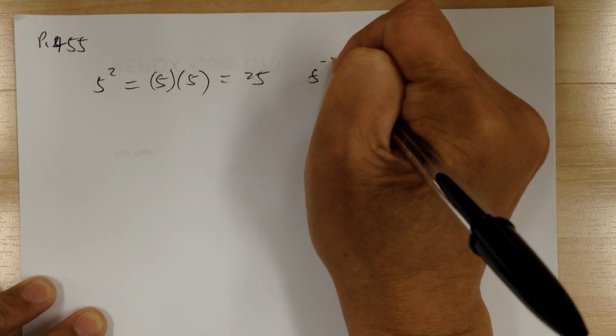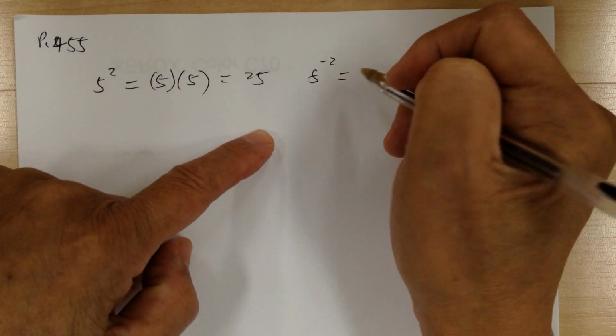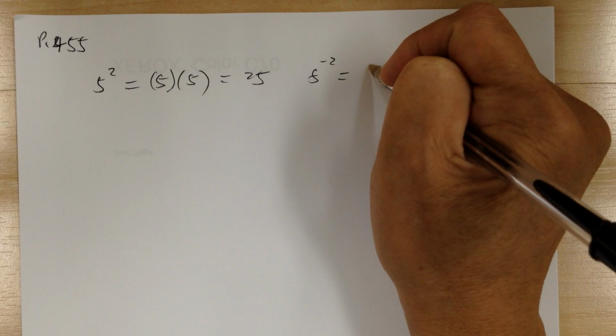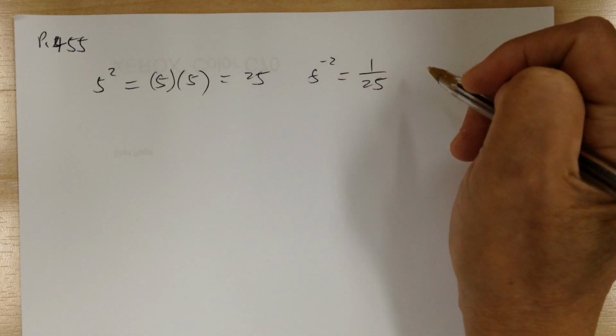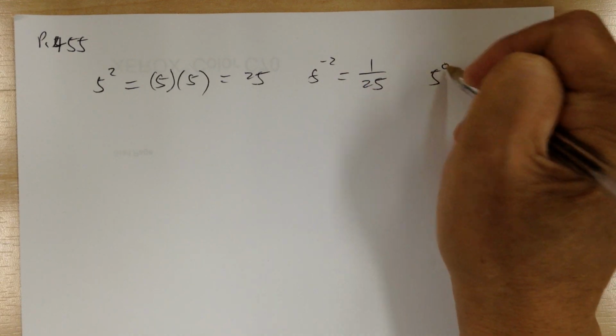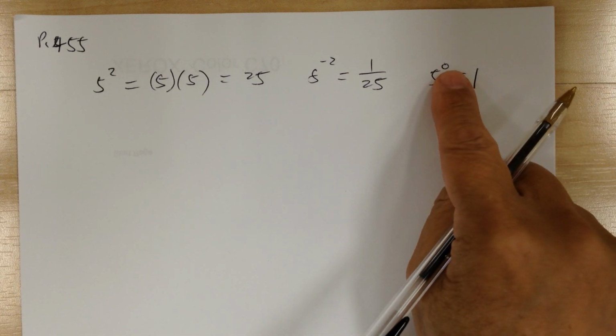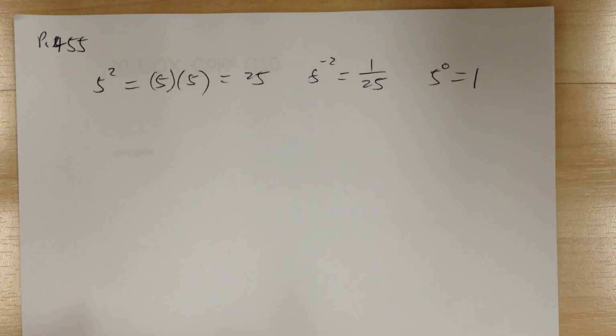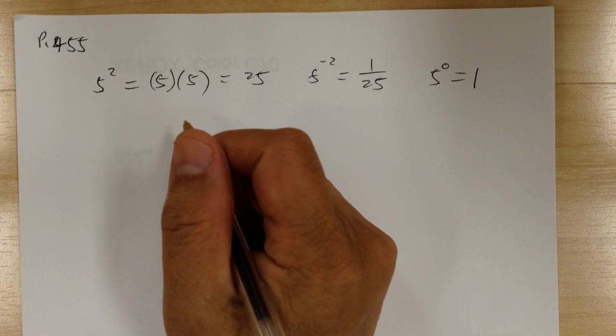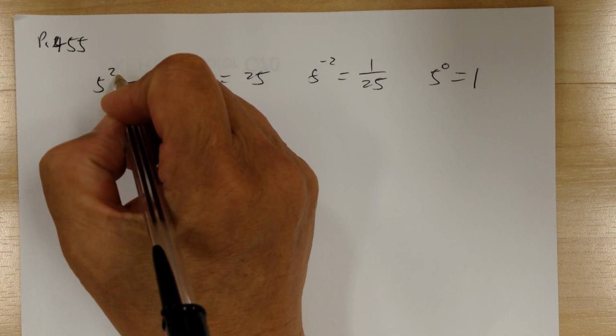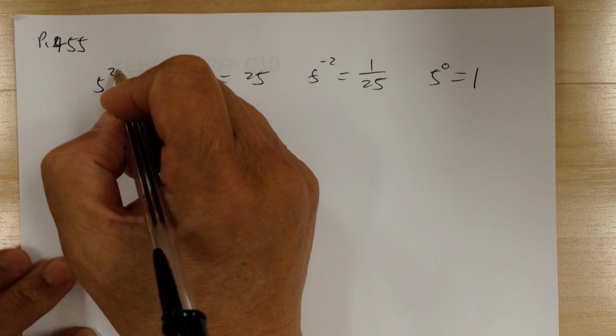And 5 to the negative 2 is just the reciprocal of that, because negative exponent means you flip it over, so it should be 1 over 25. And 5 to the 0 equals 1. So anything to the 0 exponent is 1. So now you're going to have the exponent equal to any rational number or any fraction.